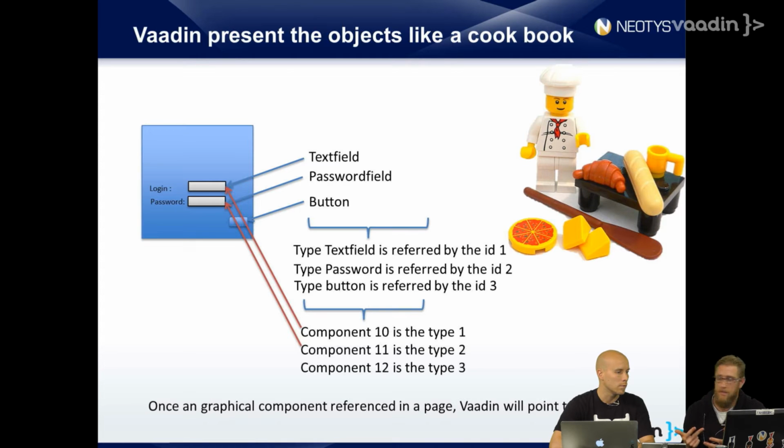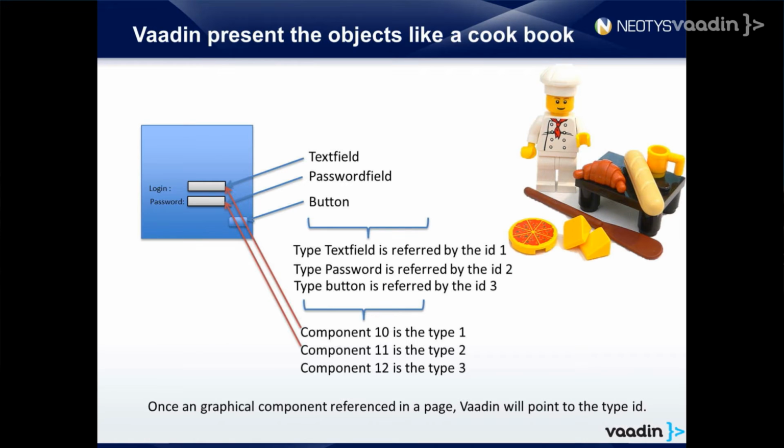Vaadin will automatically assign IDs to these components. It will basically declare those components, saying the text field is ID1 here, the password is ID2. So this is related to components. And then afterward, I have to fill the login field. So here we will say that the login field is ID10 and it's related to type 1. Remember, type 1 is the text field.